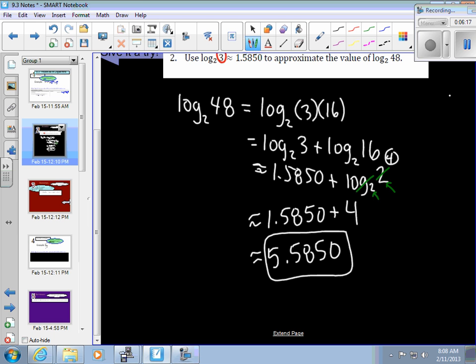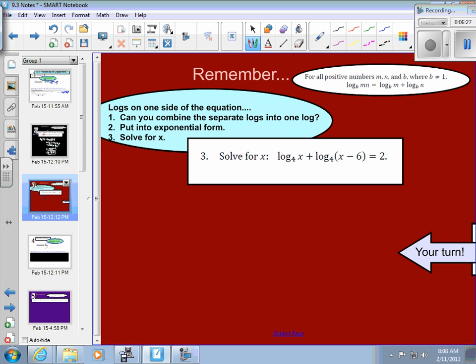So anytime you're doing log and the base of the log matches the base of the exponent, they cancel each other out. All right, these next problems are also going to be using log properties, except that they're a little bit different in the fact that you only have logs on one side, and it's an equation.